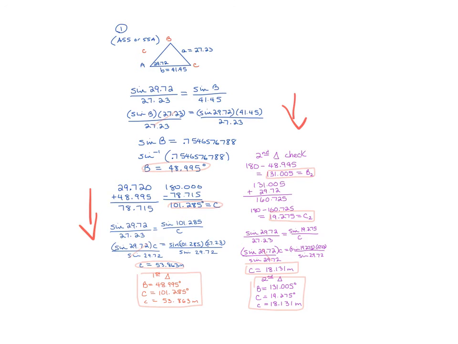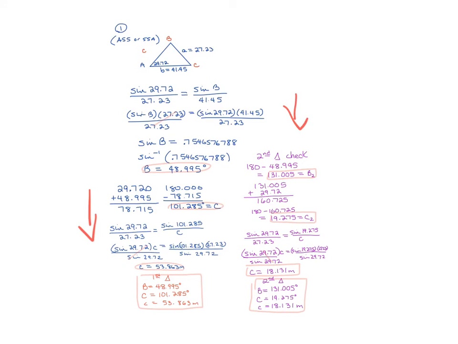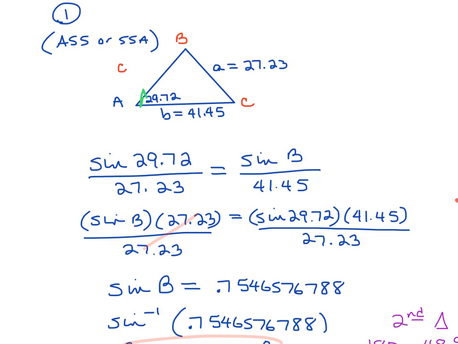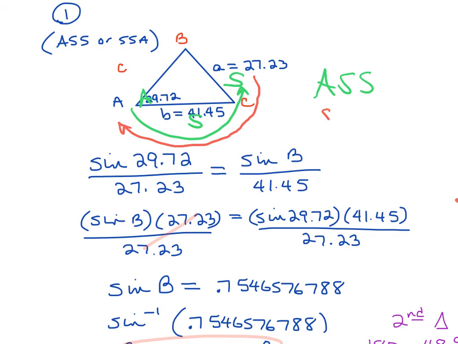And again, the only time you need to do the check is when you have, and notice on this one, I was given an angle, a side, and a side. And as I go around my triangle, notice it spelled out ASS. Now let's say you went this way, side to the angle. Either way, this is going to produce the ambiguous case.